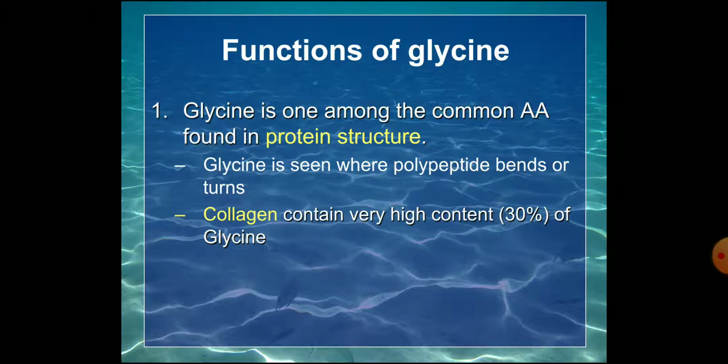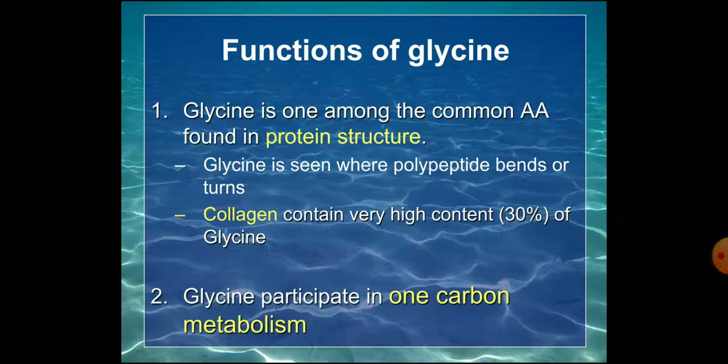Collagen contains a very high content of glycine. That is, 30% of the amino acids of collagen is made up of glycine, so one third of the amino acids in collagen is glycine. Glycine is one of the commonest amino acids found in protein structure, mainly collagen, because it is the smallest amino acid and can fit into the polypeptide bends or turns.